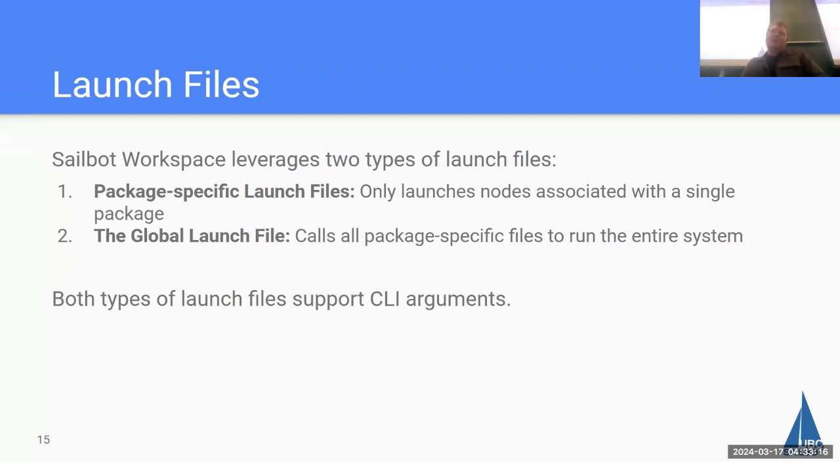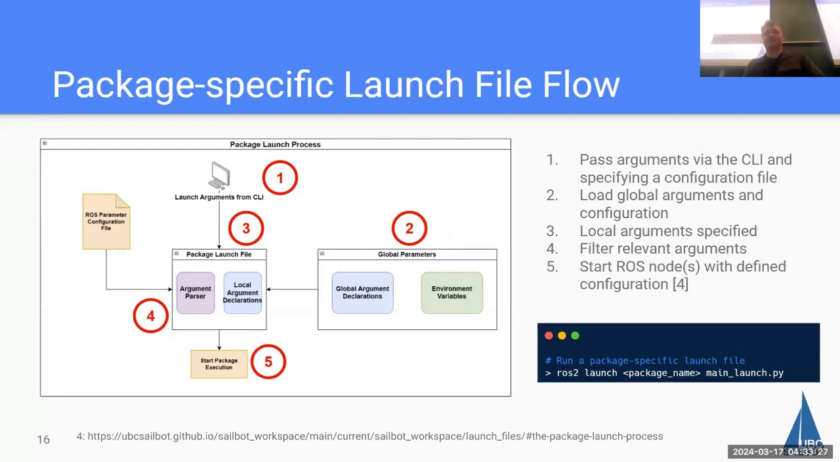The next couple of slides talk about how the launch file architecture looks in Sailbot Workspace. It is a bit dense at first glance, but there is a docs page on this. So if some of it is confusing, feel free to ask questions or refer to the docs website after the presentation is done. The first we're going to go over is the package-specific launch file. Where you start is, of course, launching the launch file from the command line, and within the command you can give your launch file command line arguments.